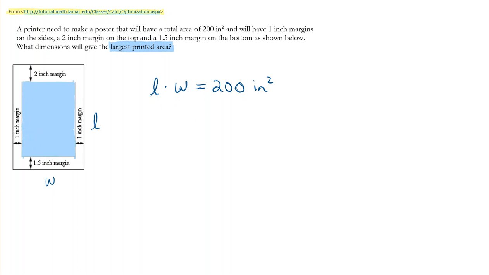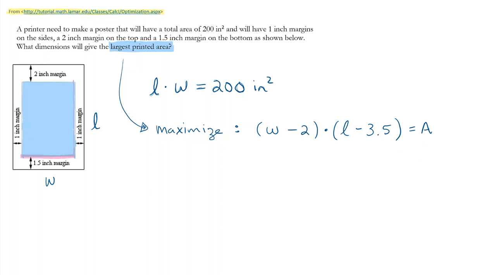Notice that this width here could be seen as the original width minus 2 inches from either side. So if we're wanting to find the largest printed area, we're going to try to maximize the equation where we've got the width minus 2 inches times the length minus 1.5 inches from below and 2 inches from the top. That'll give us the printed area.